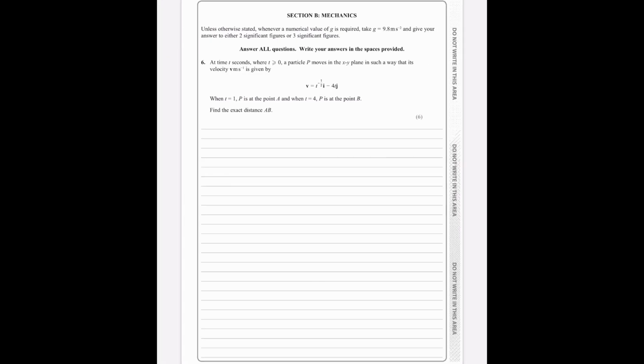Right, on to the mechanics. So we're looking at S being equal to, well, we want the displacement, so to get the displacement we are going to integrate our velocity, so integrate, add 1 to the power, divide by the new power, so 2t to the half lots of i minus 2t squared lots of j. If you turn that into column vectors, it's absolutely fine.